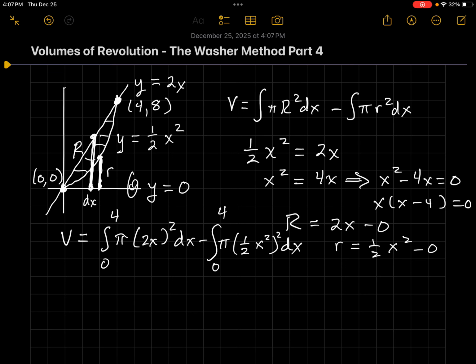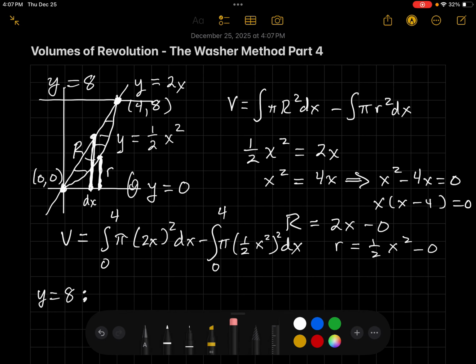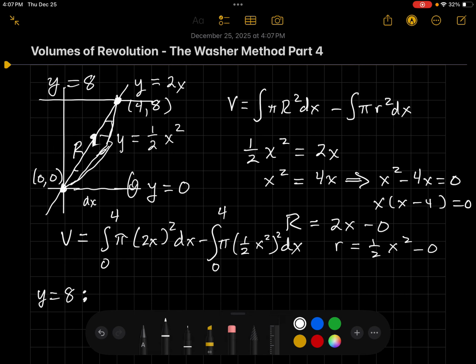Remember that we're going to set these up, we're not going to solve them. So what if I were to revolve this about the line y equals 8 now? Again, there's some empty space. So let me erase just a little bit of this and then redraw it for us, because I really want to see my radii clearly if I can.